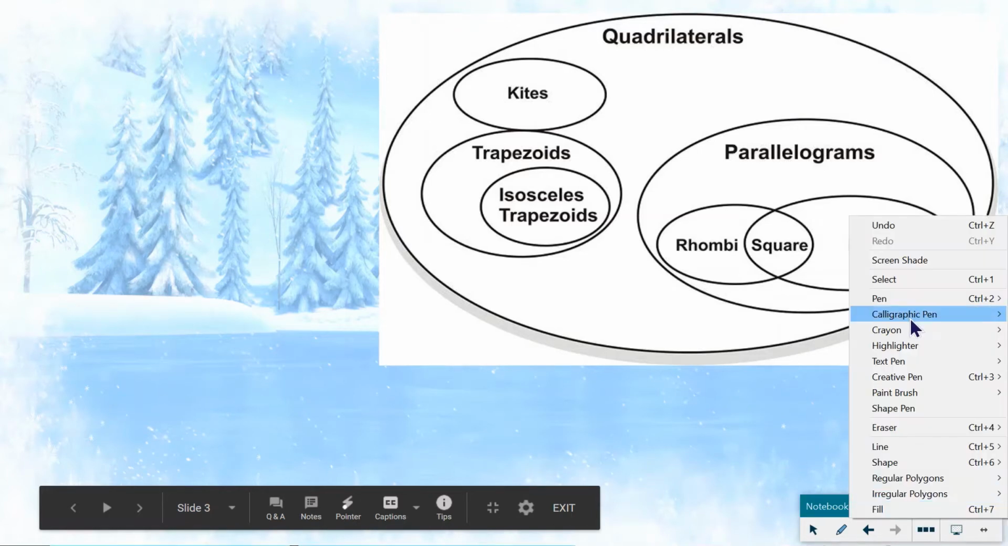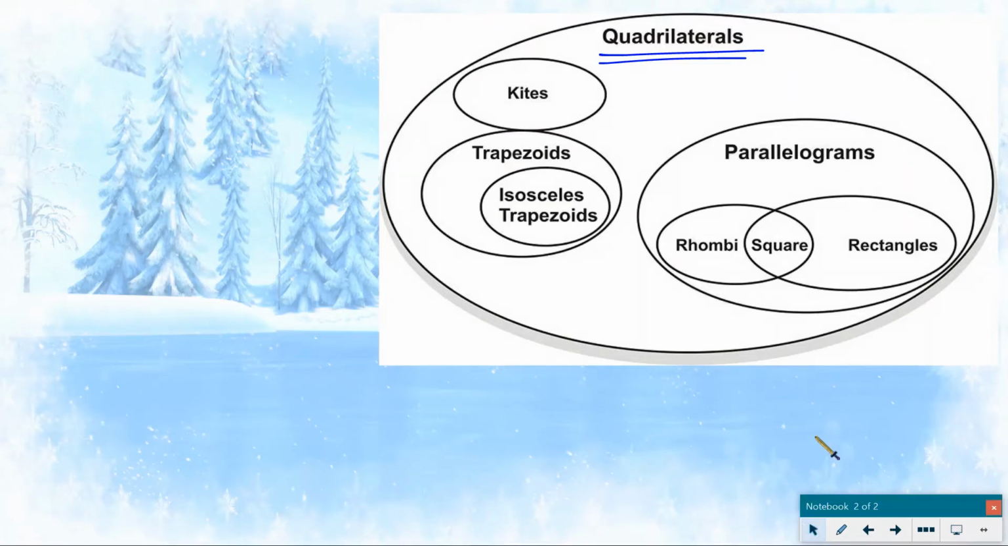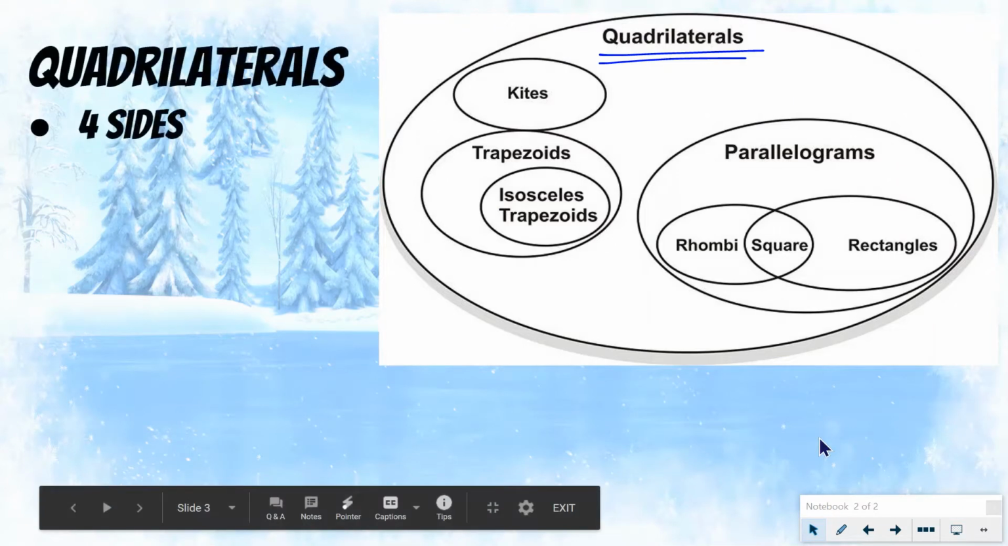So here we're going to begin talking about the big family of shapes known as quadrilaterals, or four-sided shapes. All of these shapes under the umbrella of quadrilaterals have four sides. Everything listed in here is a four-sided shape. That is the main property. That's basically how we define quadrilaterals, but then properties follow from that definition.